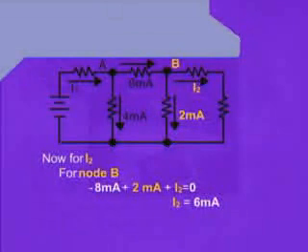For node B, 8 milliampere is approaching the node B. Therefore, we write minus 8 milliamperes. We also observe that 2 milliamperes is leaving the node B, therefore plus 2 milliamperes. And also I2 is leaving the node B, therefore we again write plus I2 and equate it to 0. Therefore, we end up with I2 is equal to 6 milliamperes.